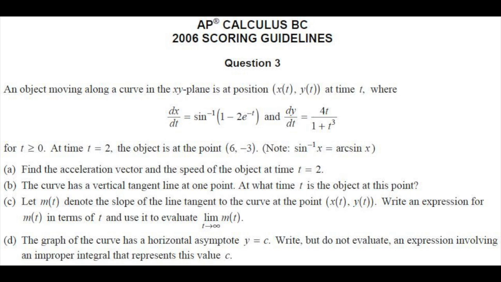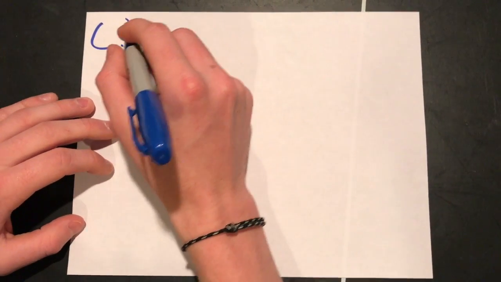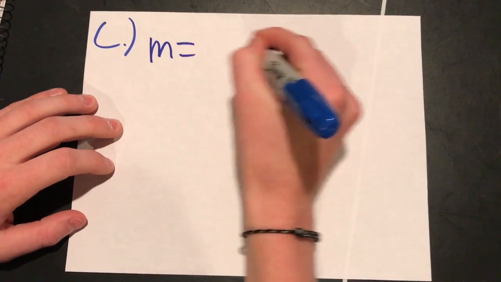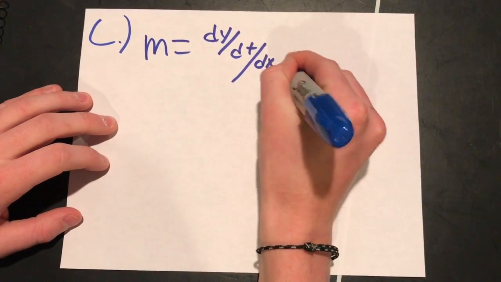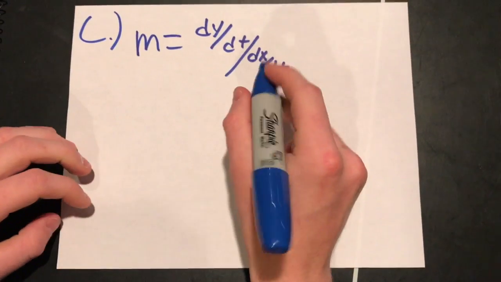Now let's take a look at part C. Let m of t denote the slope of the line tangent to the curve at the point x of t and y of t. Write an expression for m of t in terms of t and use it to evaluate the limit of m of t as t approaches infinity. Alright, so for part C we need to find the slope of the tangent line to the curve at the point x of t and y of t. For this we'll use m equals dy/dt over dx/dt. This is the formula we should have memorized to find the slope for these problems.